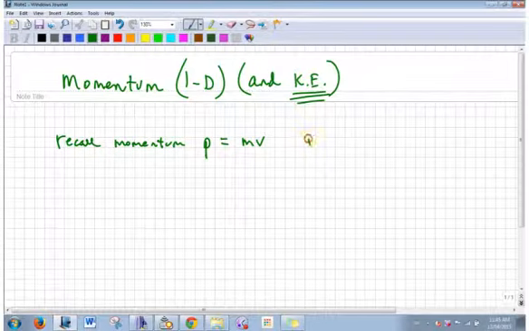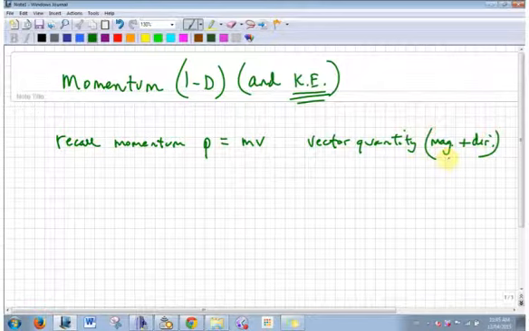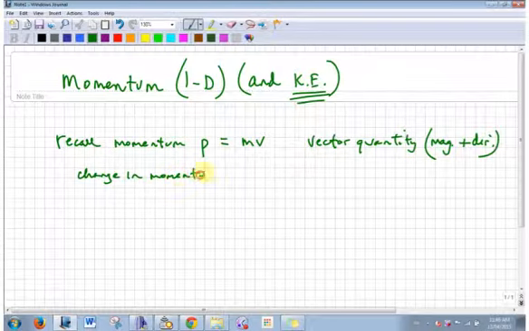This is a vector quantity, meaning what? It has, yeah, magnitude and direction. So some books would actually put it with a little arrow on top to indicate that's a vector, but I just tell you it's a vector and you need to know it. Okay, what is change in momentum? It's got a word. Yeah, it's delta P, but yeah, it's got a word.